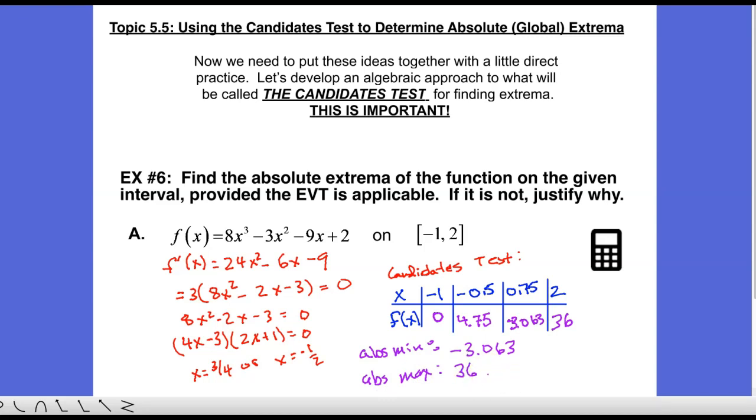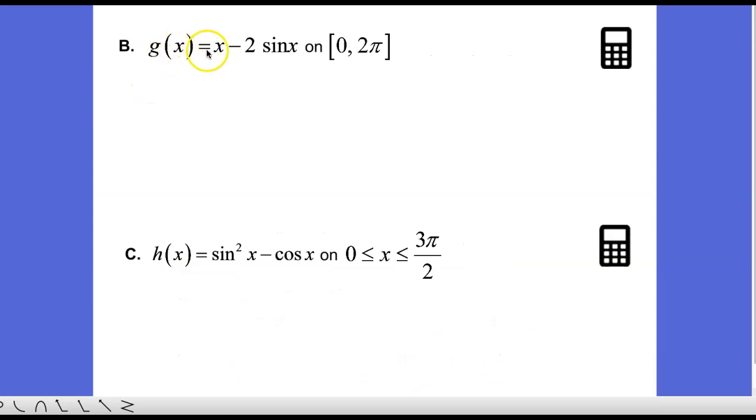In part B, we have g of x equals x minus 2 sine x on the closed interval 0 to 2 pi. So we'll begin by taking the derivative of g of x.